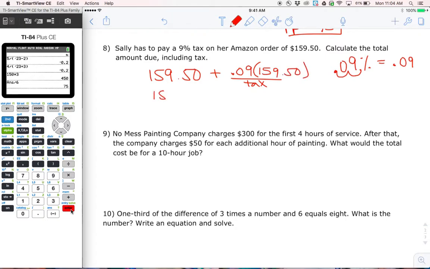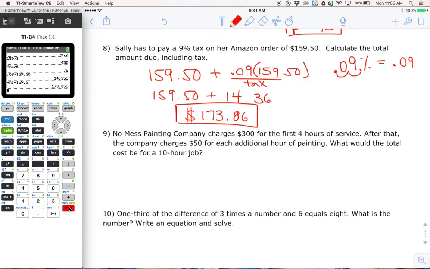So we've got 159.50 plus whatever that tax amount ends up being. So 0.09 times 159.50. The tax is $14.36 when I round up. So for my total price, we're just adding that up with our original 159.50 for a total price of $173.86. All right, we're almost there.